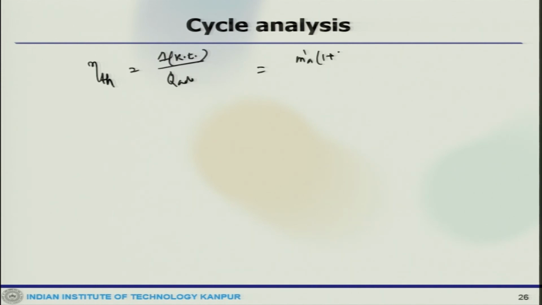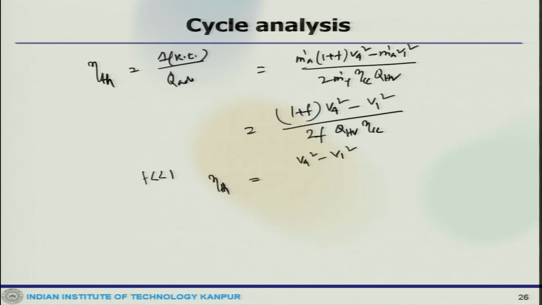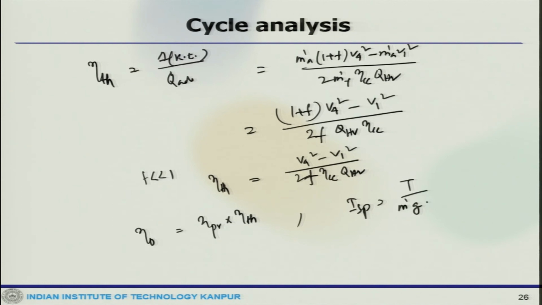So, this would be m dot A (1 plus F) V4 square minus V1 square, divided by 2 m dot F eta combustion chamber QHV, which is written as V4 square minus V1 square divided by 2 F QHV eta Cc. So, again if F is small, this boils down to (V4 square minus V1 square) by (2 F eta Cc QHV), and overall efficiency would be eta PR into eta thermal efficiency, and ISP would be T by m dot G. So, these are all the performance parameters that one can calculate and look at.